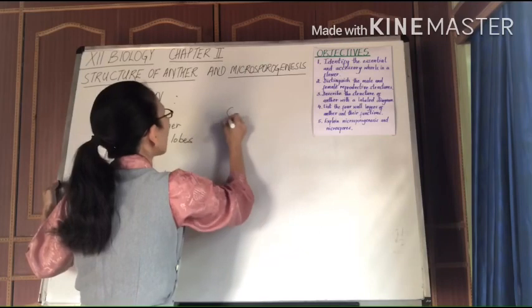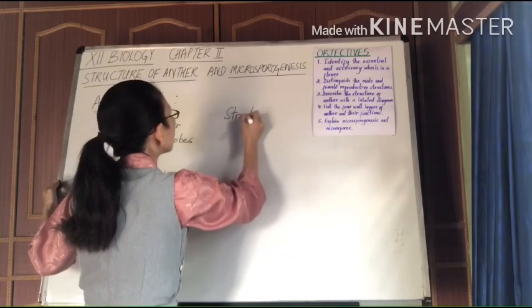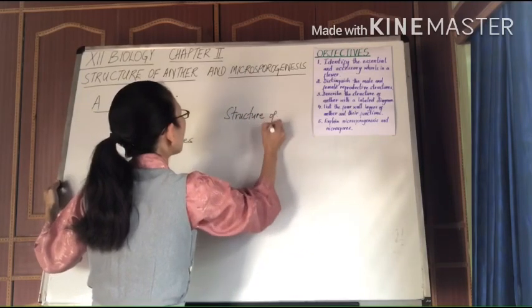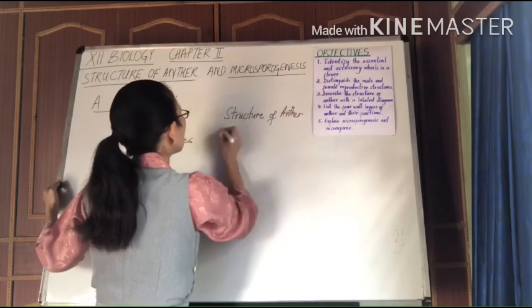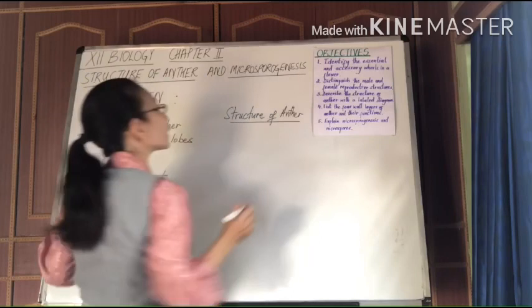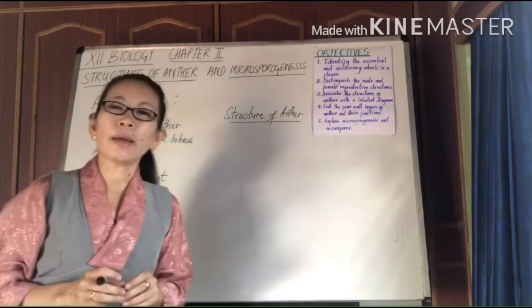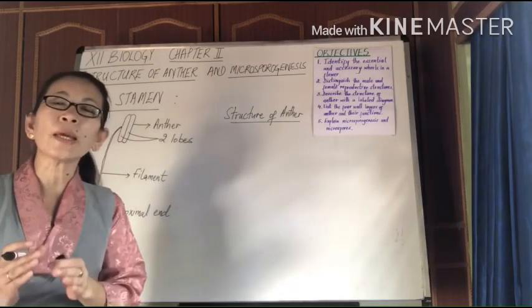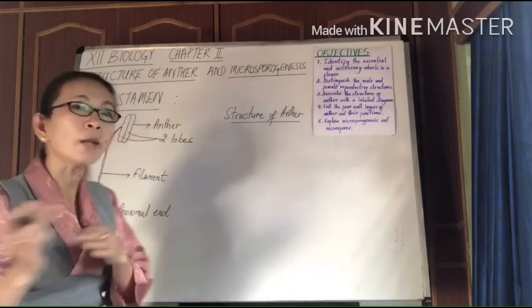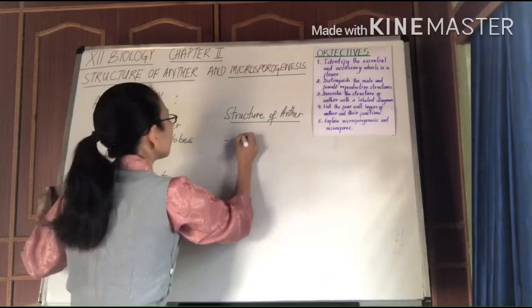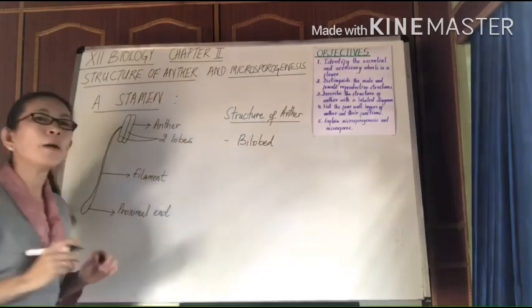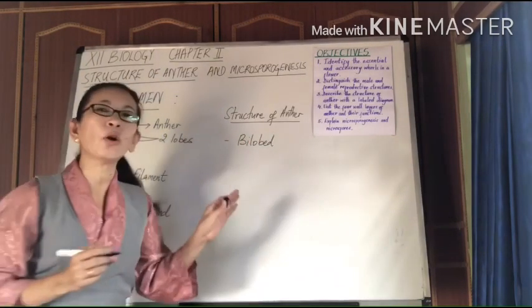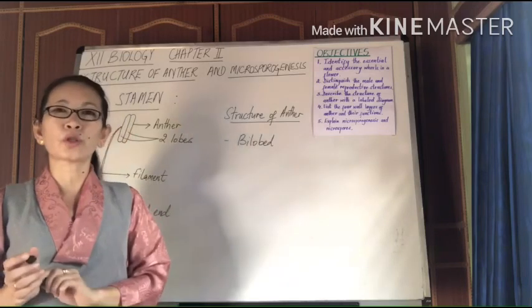So if you talk about the structure of anther, the first feature that we can say is that anthers are mostly bilobed. Anthers are bilobed. What do we mean by bilobed? It consists of two lobes.